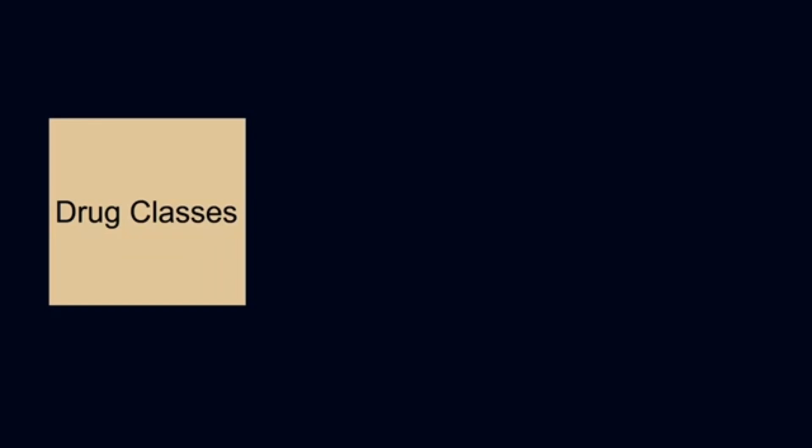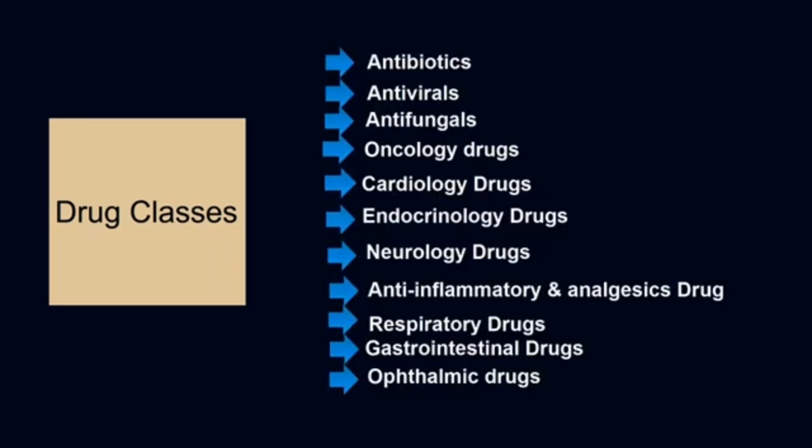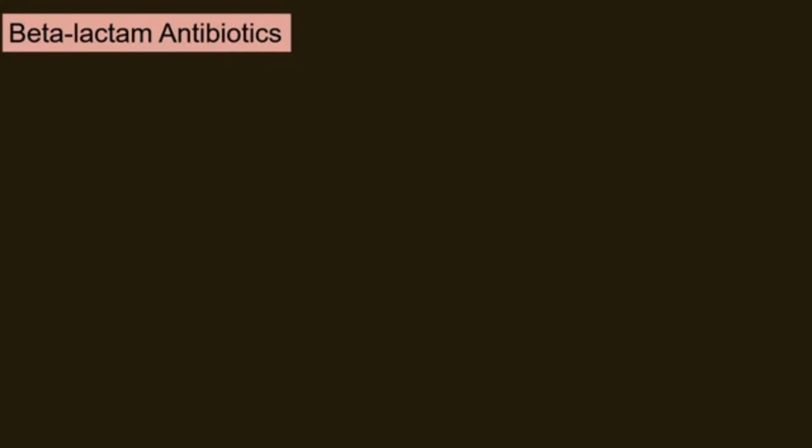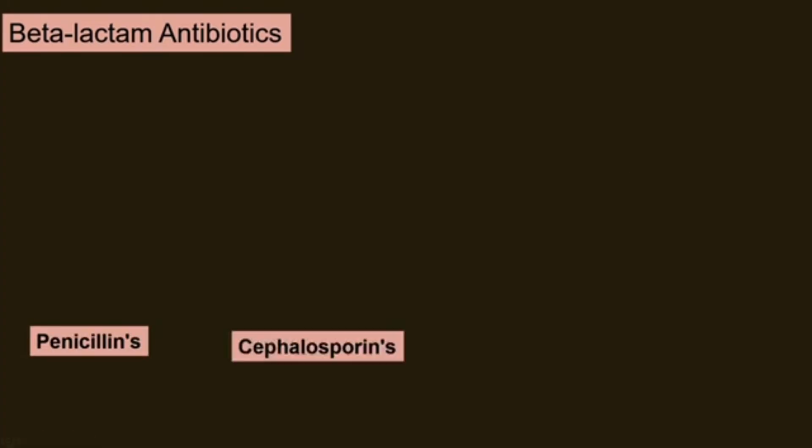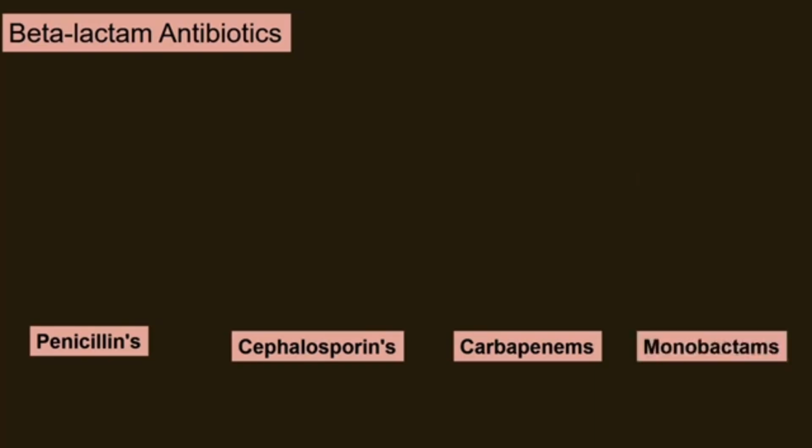Class of drugs whose structures are necessary to memorize for most of the board exams. So here in this video, I'd like to cover the major classes, from antibiotics all the way to ophthalmic drugs. First, I'd like to start with beta-lactam antibiotics. Beta-lactams include penicillins, cephalosporins, carbapenems, and also monobactams.